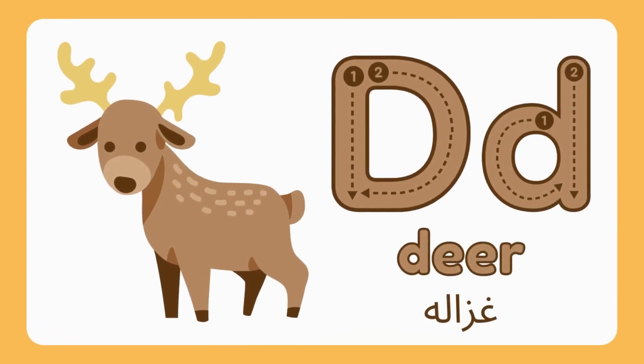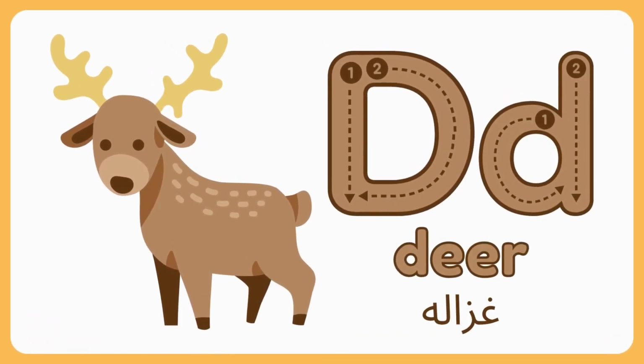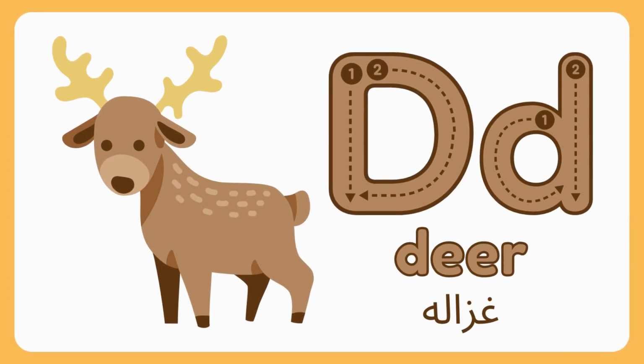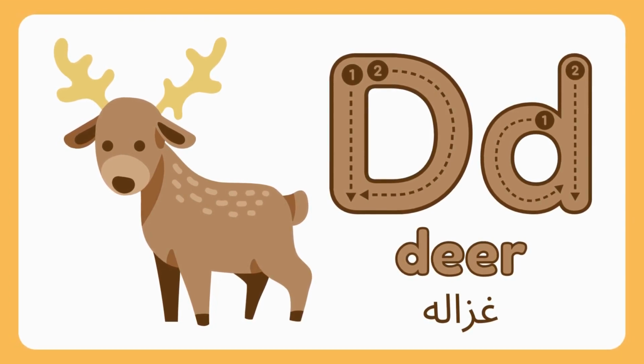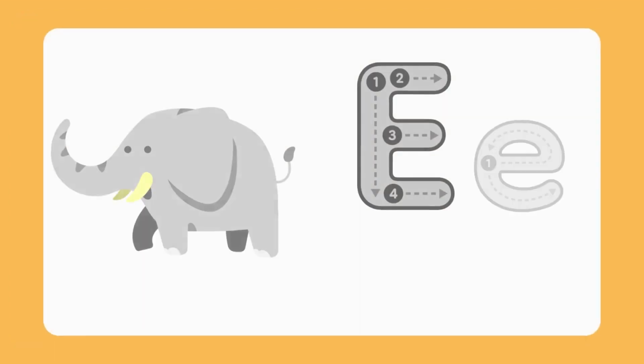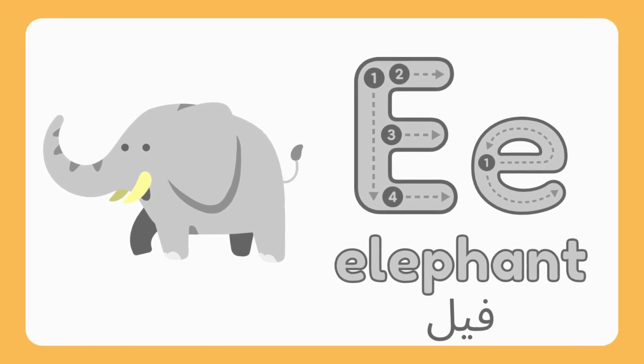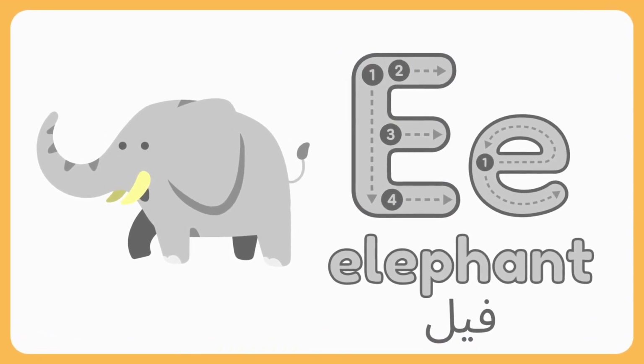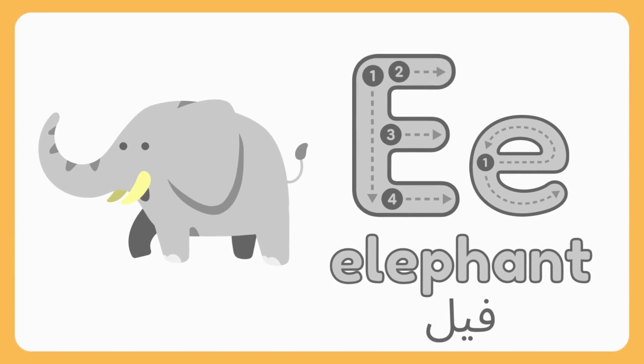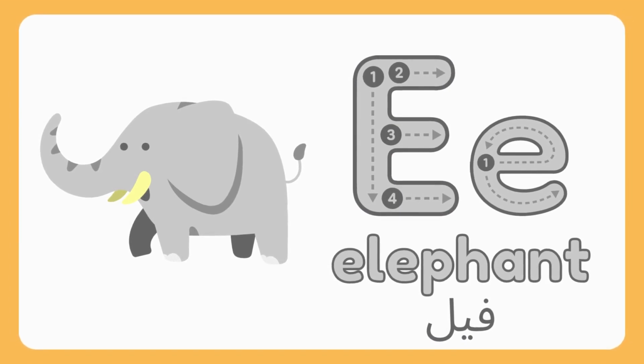D for deer. Deer. غزالة. E for elephant. Elephant. فيل.